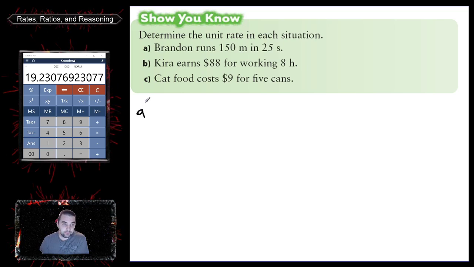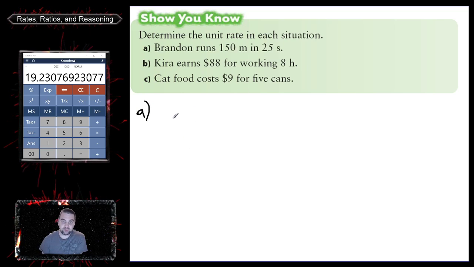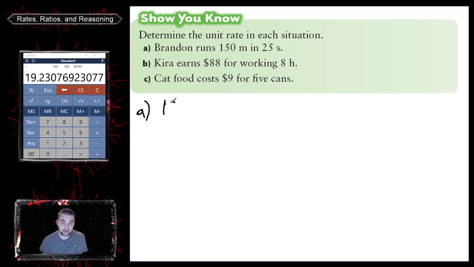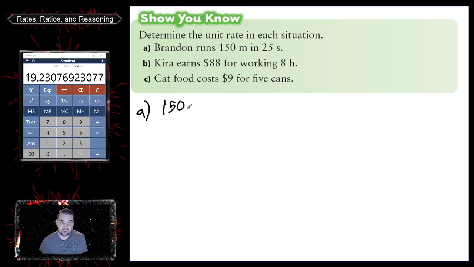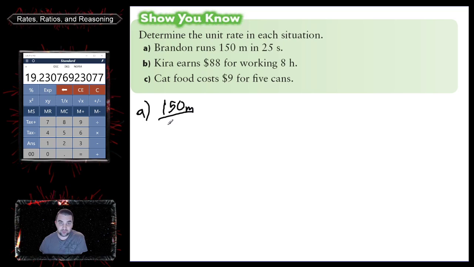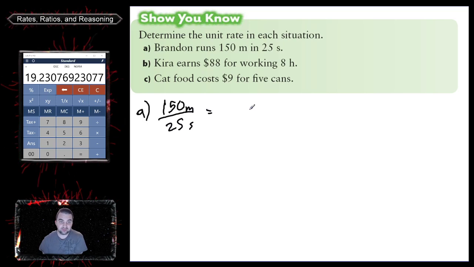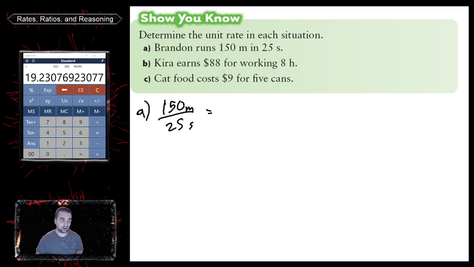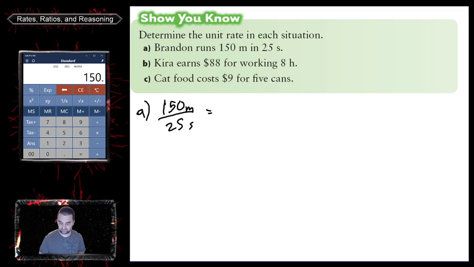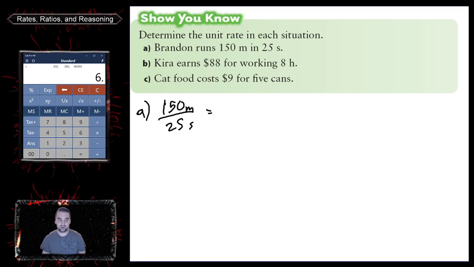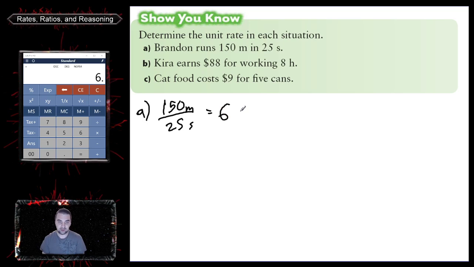A. Brandon runs 150 meters in 25 seconds. We are looking for the unit rate, which just means you divide it through. So you have 150 meters and you have 25 seconds, and you should have gotten 150 divided by 25 gives you 6 meters per second.